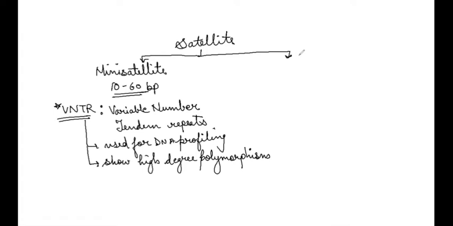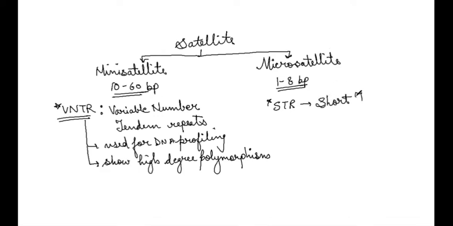The second one is microsatellite. One was mini satellite and now we have the second part of the satellite, that is microsatellite. This microsatellite consists of 1 to 8 base pairs. So microsatellites are small sequences, and one example is STR, which stands for short tandem repeats.